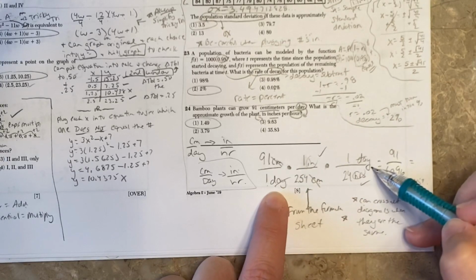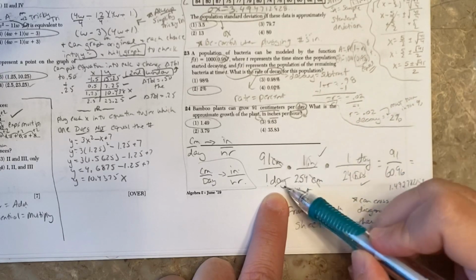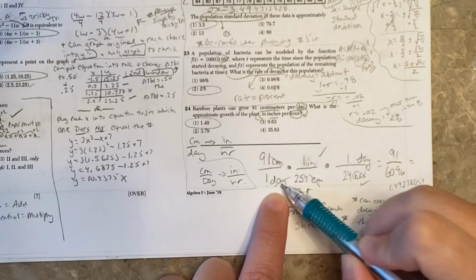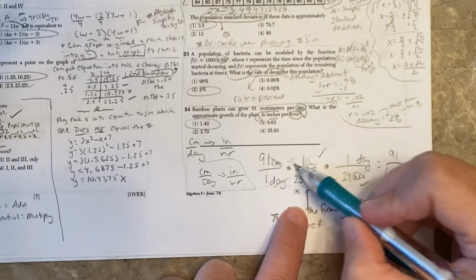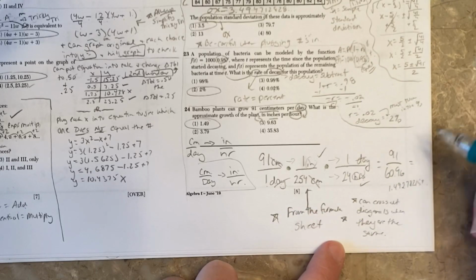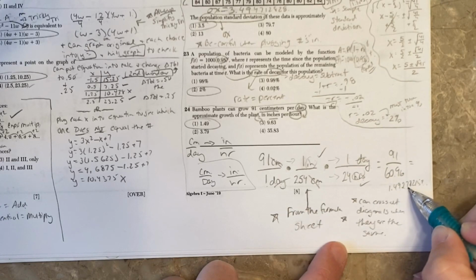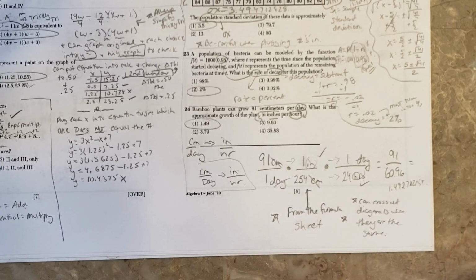This is not on there. They expect you to know everything with time. So 1 day is 24 hours. I can put the day diagonally up here on the right because those cross out, and that gives me my inches per hour. Multiply this way across, you get 91. Multiply this way, you get 60.96, and that gives you 1.492... 91 divided by 60.96.